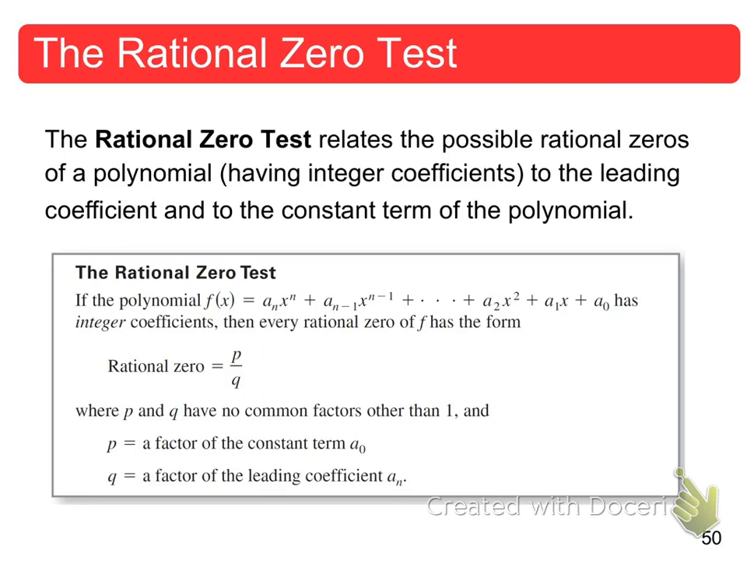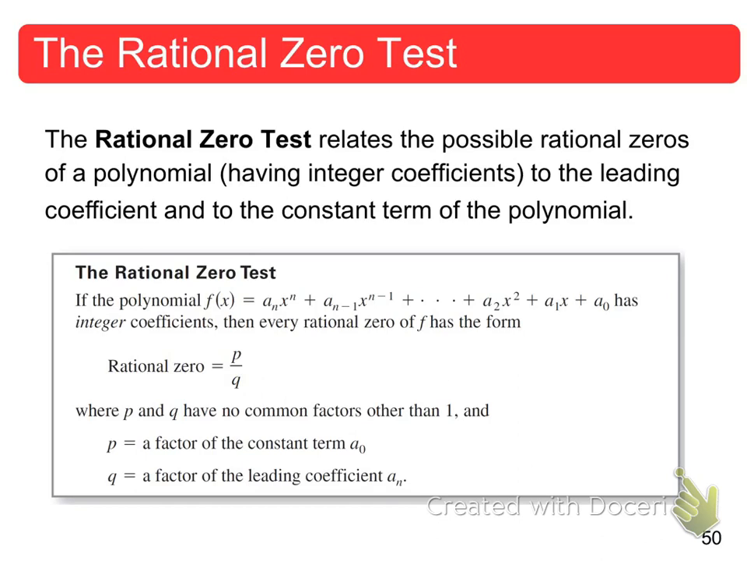Now, as far as this is concerned, it's really just a starting point. It's a starting point for you to identify what numbers to use in synthetic division. That's what this is, okay? So you don't have to go crazy and memorize it. It's called the rational root theorem. But what you do want to know is that this is where you start, okay? So that's what the rational zero test is telling us.